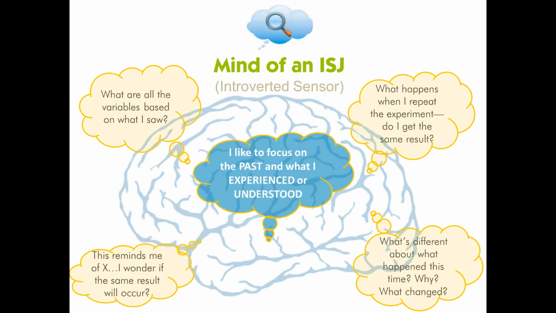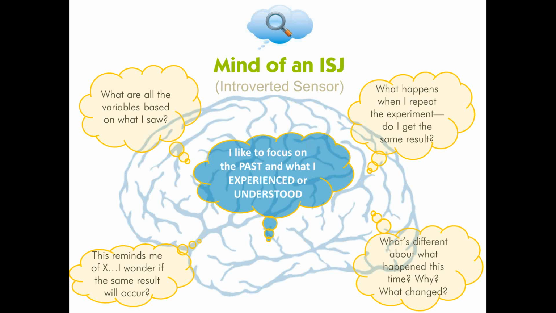For an introverted sensor, on the other hand, they like to focus on the past and what they experienced or understood. So whereas the extroverted sensor is really living in the moment, the introverted sensor tends to build things on top of their previous experiences, so what their memories say and what their recollections are.